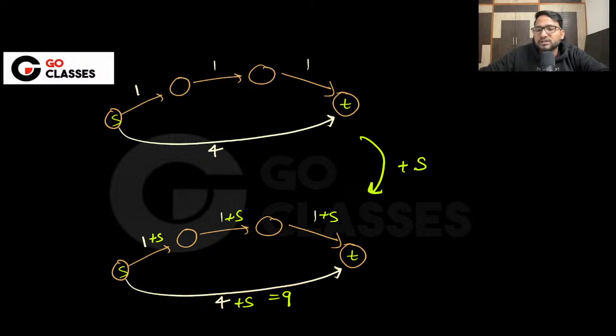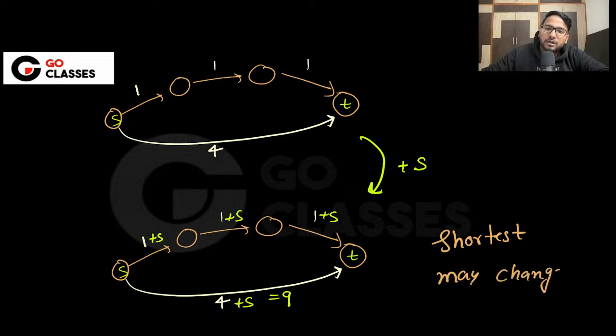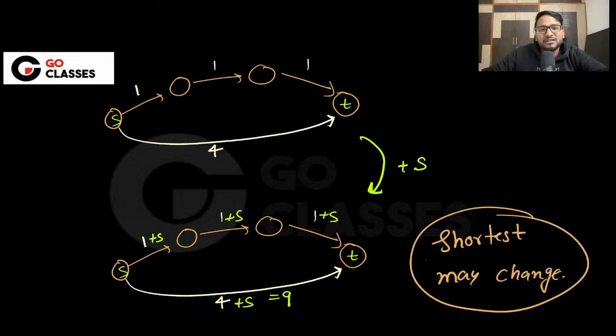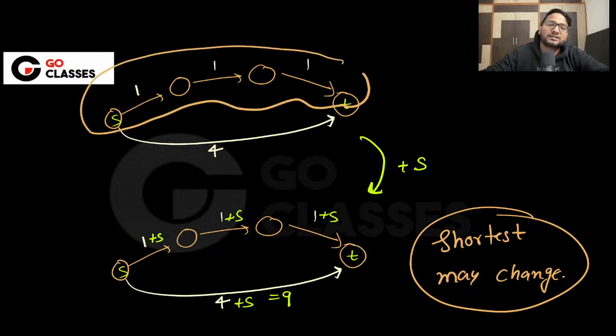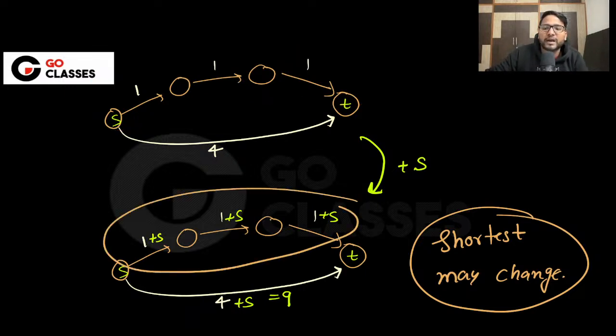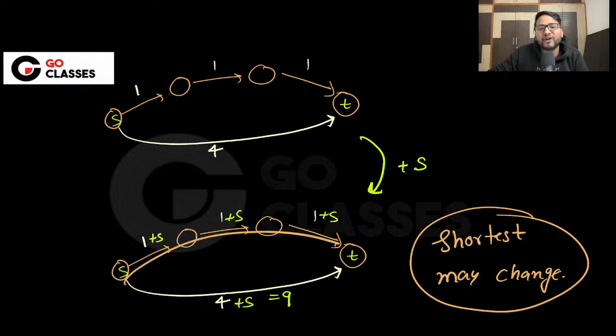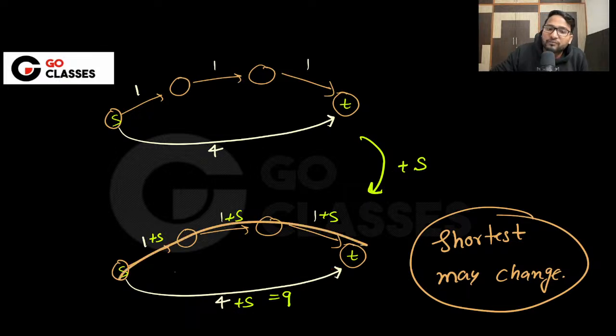So now you can say the shortest may change. Understood? What is the reason? Earlier the shortest path may have had, let's suppose, three edges. Now if you add plus 5, it is not uniform, which means you are adding 15 in one path and 5 in another path. That is why the shortest path may change.